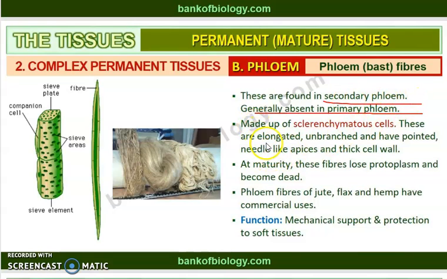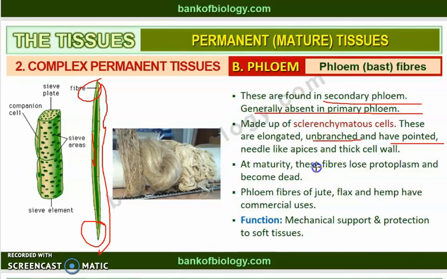And what is it made up of? It is made up of sclerenchymatous cells and these are elongated, unbranched and have pointed needle-like apex and thick cell wall. Okay, so how are these? These are elongated. You can see the elongation of this fiber and they are unbranched. They don't have any branches and have pointed needle-like apexes. Their apex portion will be like a pointed needle and have thick cell wall. You can see the thickness of the cell wall, right?